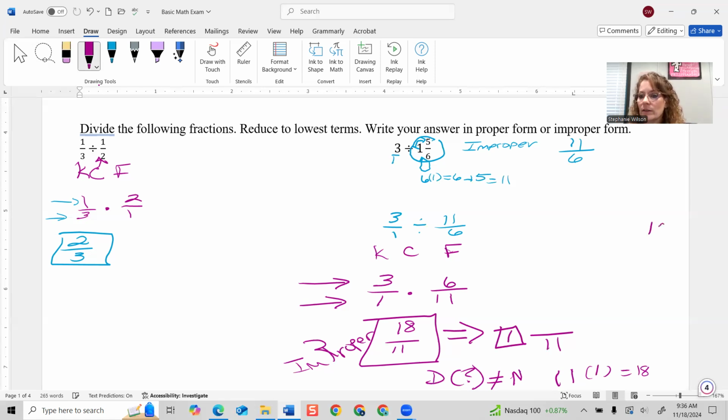So then I'm going to come over here and take that numerator and subtract the denominator times that whole number. 18 minus 11 is 7. So my mixed number is 1 and 7/11. Thank you.